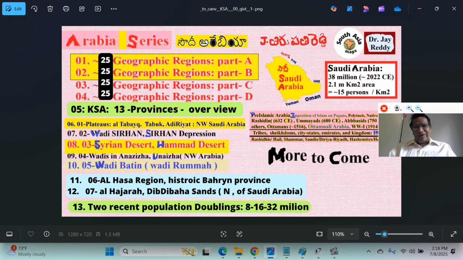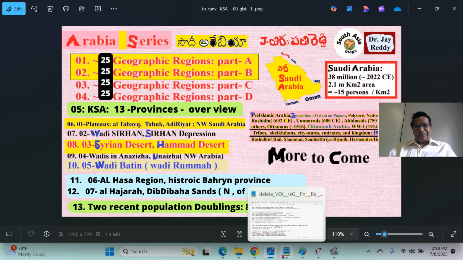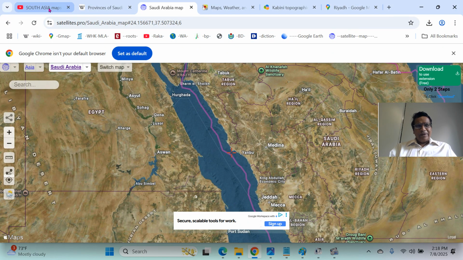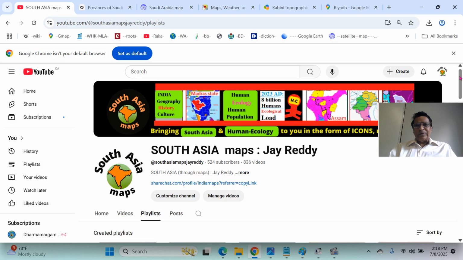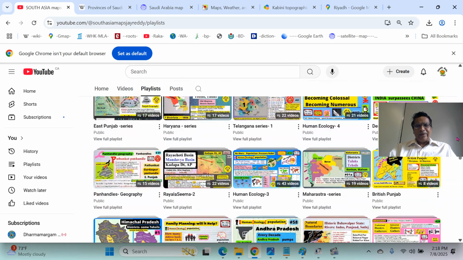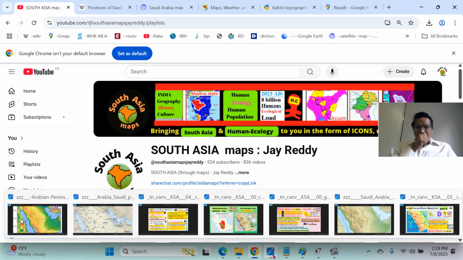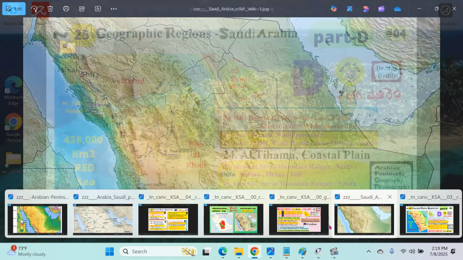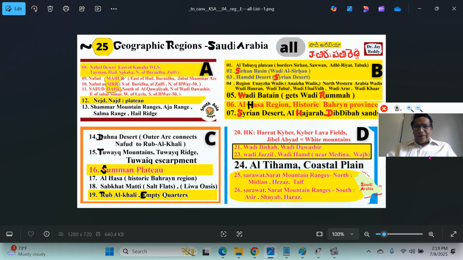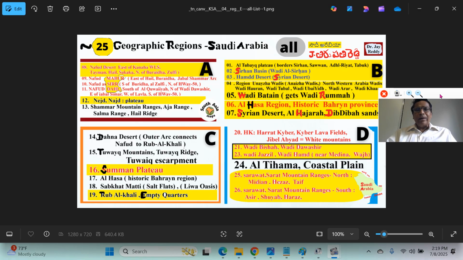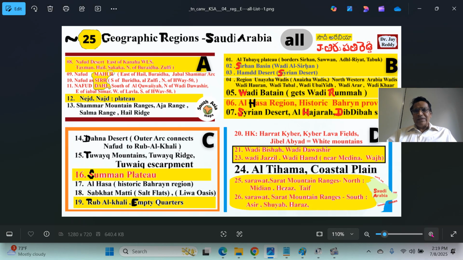And this is the bird's eye view of the entire Arabia series presentation. We are in part 4. Geographic regions, that is 4 parts, part 4. All these presentations, for your convenience, I have posted South Asia maps, Reddy. There are more than 800 or so. You can look at them. For your convenience, I have listed all the 26 or so in one place.